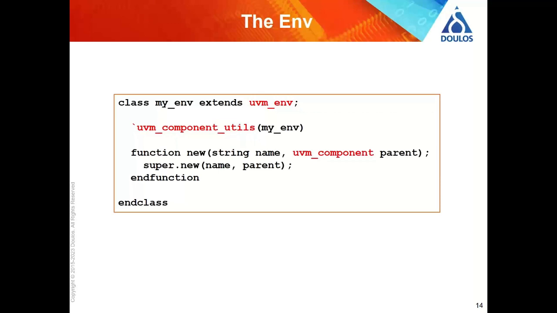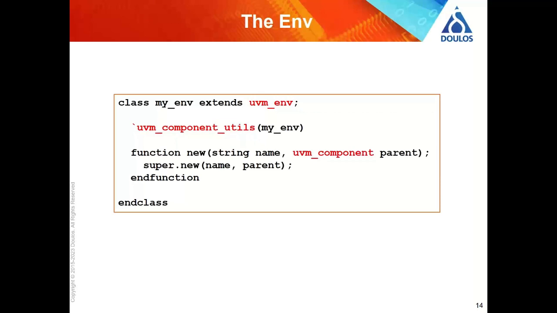The other thing we have to have is a constructor. Now, my UVM env is based on the UVM component type of object or class. So the constructor for UVM components takes 2 arguments. Every component has a name and it has a parent, so we can keep track of a hierarchy.